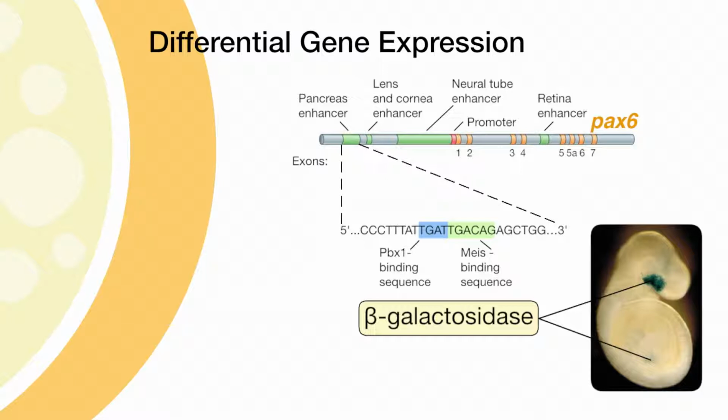You don't see blue anywhere else in this embryo, but only in those two locations, proving that these two enhancer regions of the sequence actually do drive expression in those specific cells of those specific tissues. As this example shows, differential gene expression is, of course, best understood simply by seeing it.